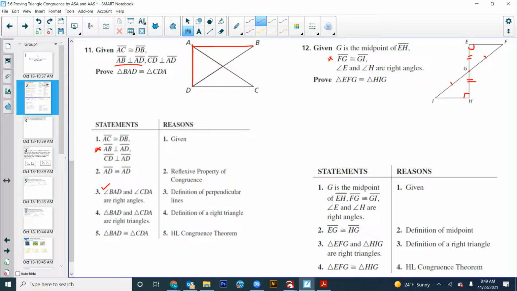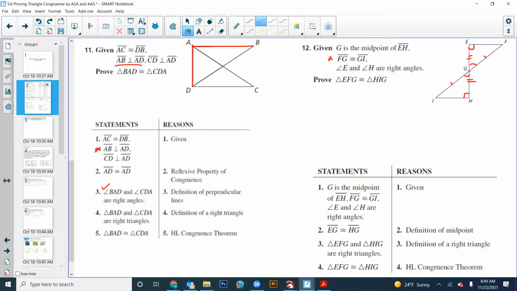Could someone say vertical angles and then SAS? Yeah, I'd accept that. And by the way, if they didn't tell us that these are right angles, that would have been the only way to do it. Okay? Was SAS. But they told us that was the case.